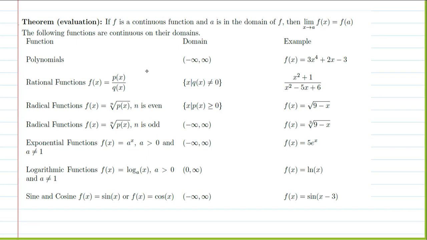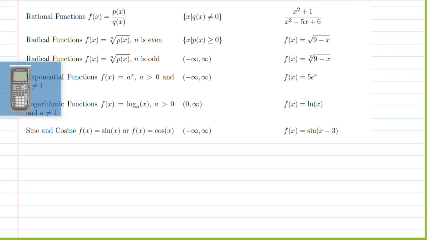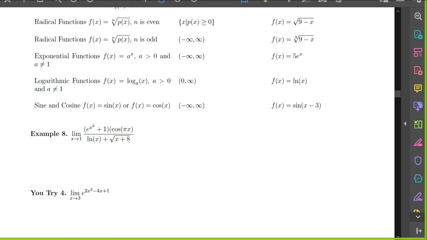So we have some examples here. Polynomials have domain all real numbers, so you could just plug it in. Rational functions, as long as the denominator is not 0. Like when we did example 7, I want to say, earlier, the denominator was 0, so we had to do a further analysis. But if the denominator is not 0, just plug it in. Same is true for radical functions, exponential functions, logarithmic functions, sines, cosines. Same is true for tangent. It's not explicitly on the list, as long as it's in the domain, you just plug them in. So this makes evaluating a whole bunch of limits a lot easier.